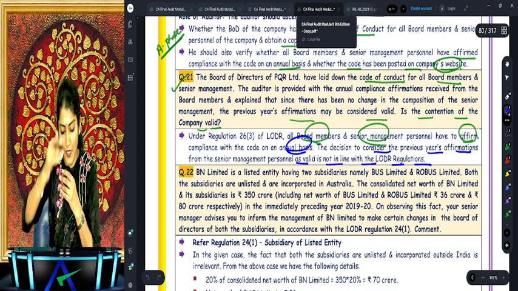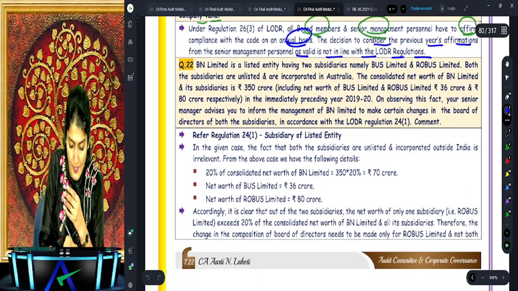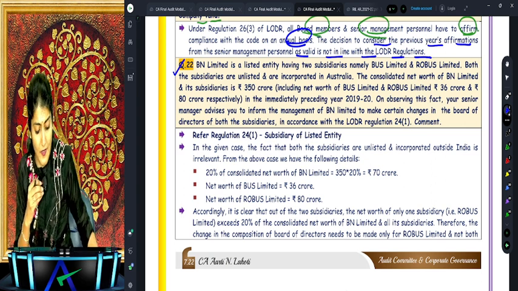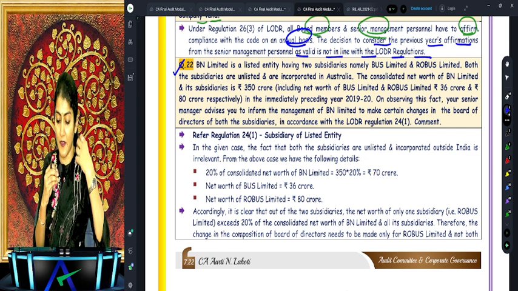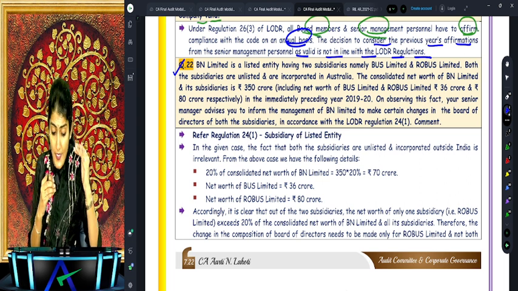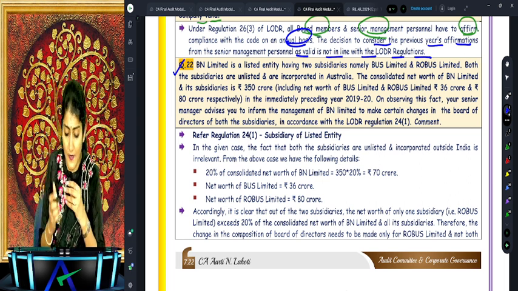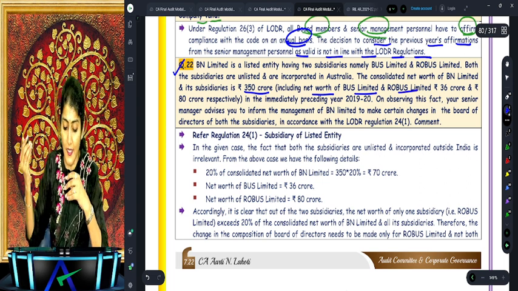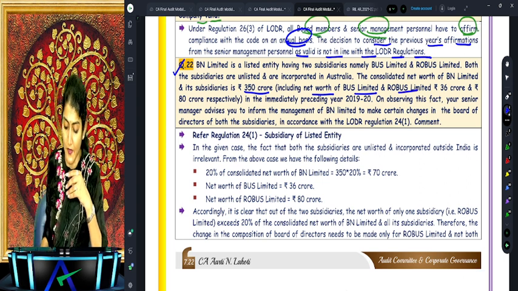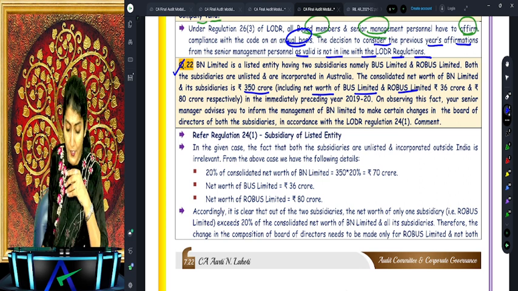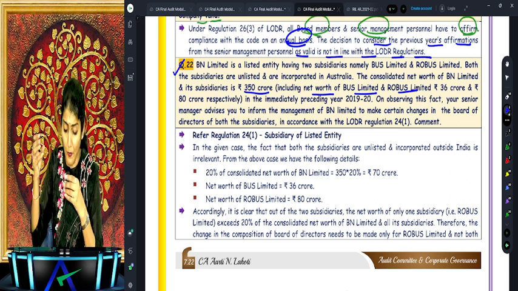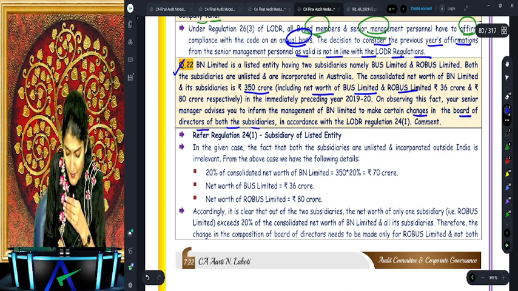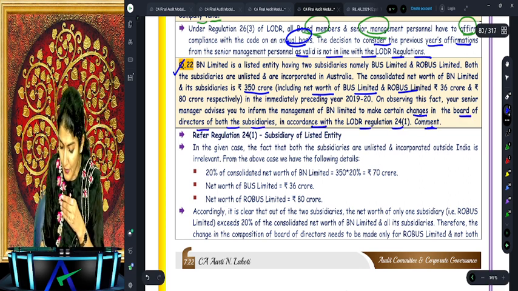Right, let us come to the question bank. BN Limited is a listed entity having two subsidiaries, Bus Limited and Robust Limited. Both these subsidiaries are unlisted and are incorporated in Australia. The consolidated net worth of BN and its subsidiaries is 350 crore, including the net worth of Bus and Robust, which is 36 and 80 crore respectively in the immediately preceding year. On observing this fact, your senior manager advises you to inform the management of BN to make certain changes in the board of directors of both the subsidiaries in accordance with the LODR regulation 24.